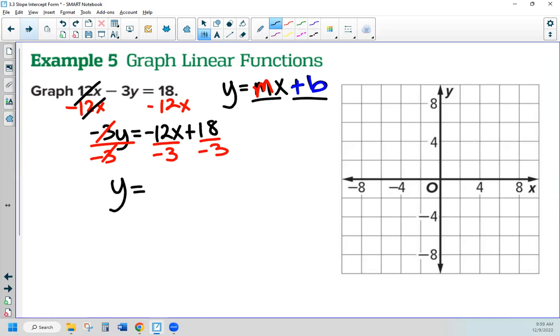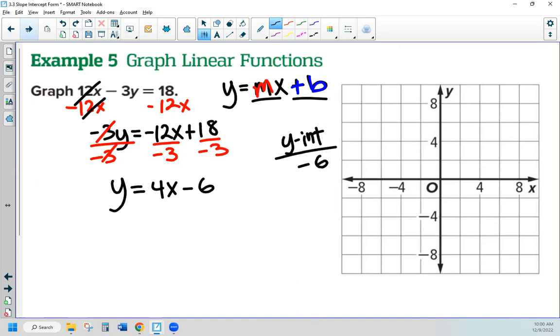All right. A negative divided by a negative is a positive. 12 divided by 3 is 4, so that's going to give me x. And 18 divided by 3 would give me 6. But that 3 is negative. Since one of my numbers is negative, my result will be negative. So I'm going to have -6. That's it. I'm done. What is my y-intercept, which is step 1 of graphing? My y-intercept is the number -6. So I need to start at -6.